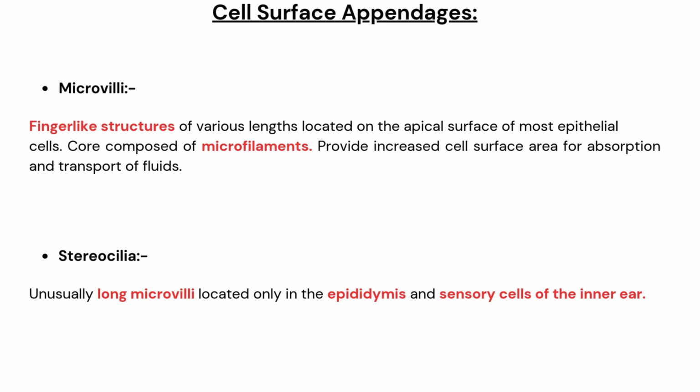Now, what are the structures which are present on the surface of the cell? So first, microvilli. These are finger-like structures and they can be of various lengths. Especially they are located on the apical surface of epithelial cells. And these are composed of microfilaments. They provide increased surface area for absorption and transport of fluid. Second is stereocilia. These are usually long microvilli. They are located in the epididymis and sensory cells of the inner ear.